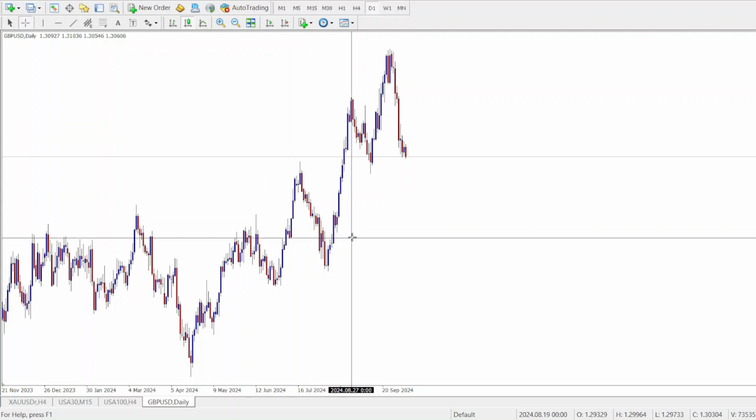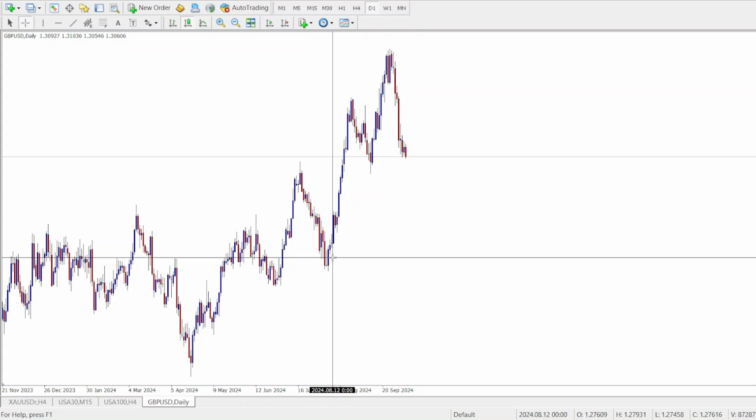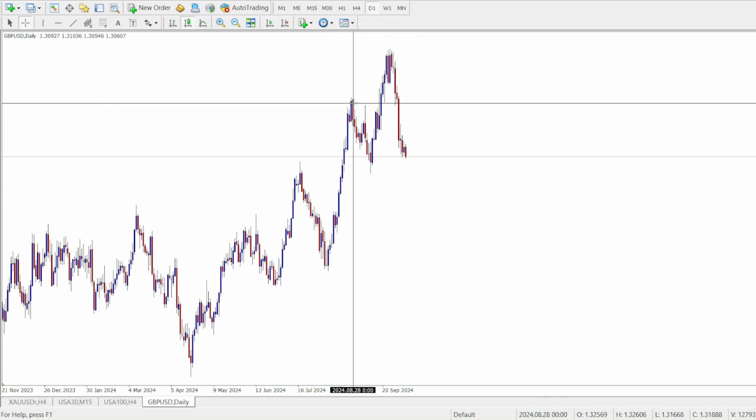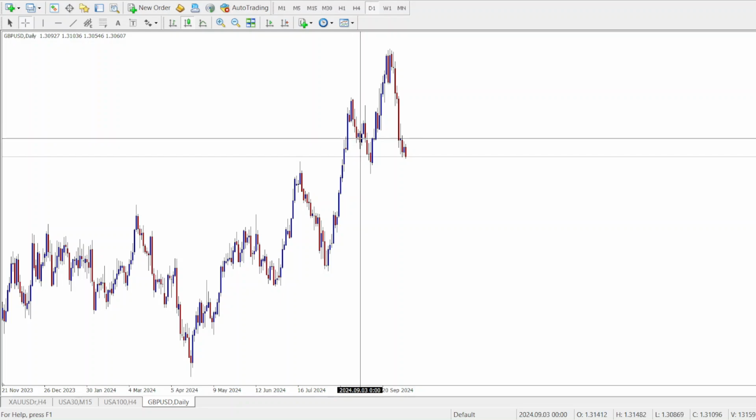For example, buying around here and then selling it when the price is high. For example, selling around here just before a reversal or before a retracement. This approach relies on understanding market trends and price movements, allowing traders to make informed decisions.